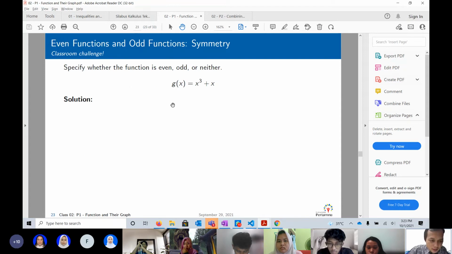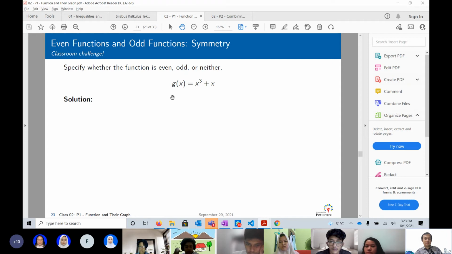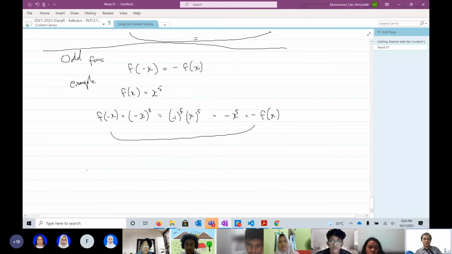What about this function? Is it even, odd, or neither? Sir, I'm sorry if I'm wrong. I think it's even. Okay. Any other answer? Let's check whether this is an even function or not.